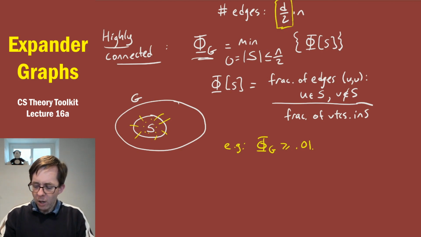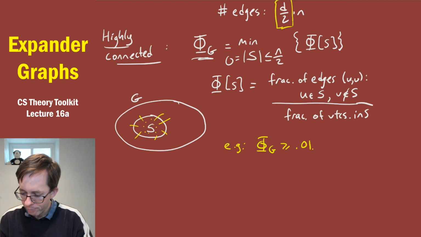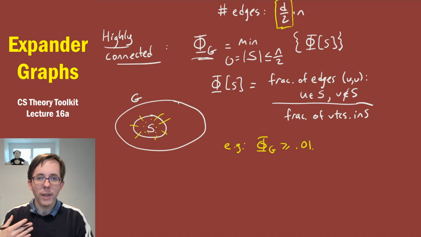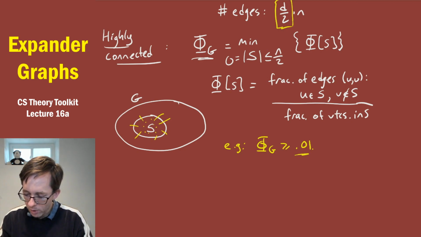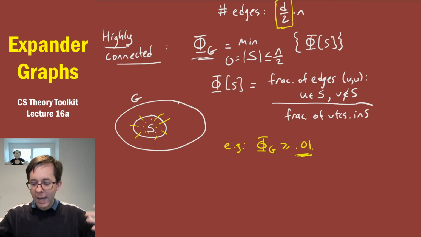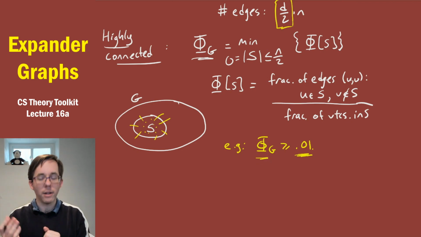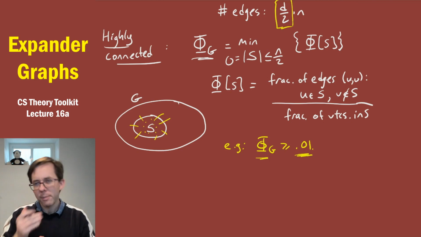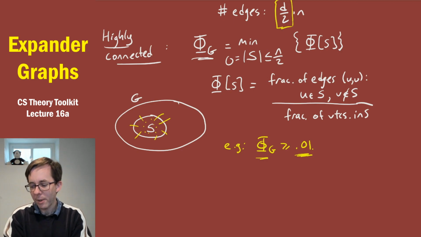On the other hand, what I want to say is it's best to not necessarily be too picky at this stage about the exact definition of expansion. I should have added, by the way, that the idea here is you fix an absolute constant, again, like 0.01, and then you want larger and larger families of graphs that all have this conductance being at least this absolute constant, independent of n. Let me go back to what I was saying.